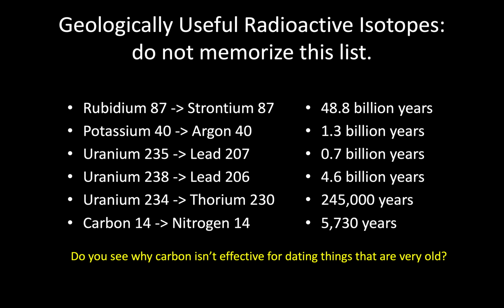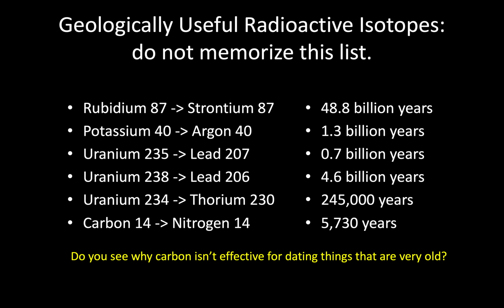Here are some geologically useful radioactive isotopes. You do not need to memorize this list, but as you can see, there's a wide range in how long it takes certain things to break down. Rubidium-strontium takes almost 50 billion years. Carbon dating is 5,730 years.